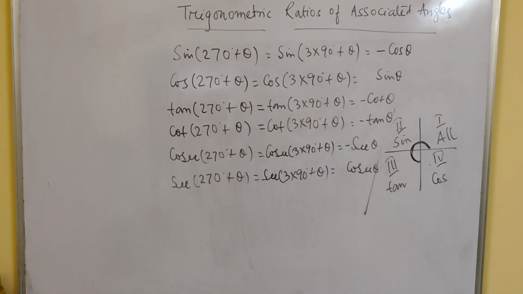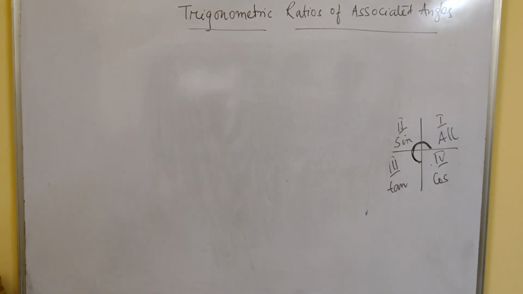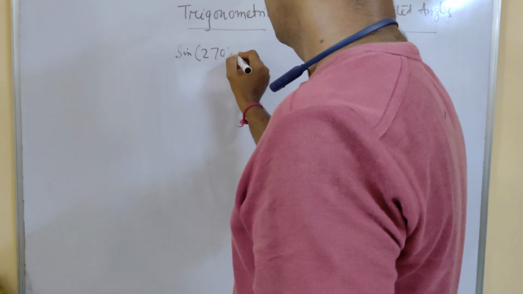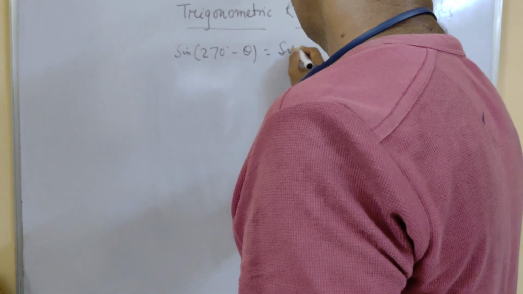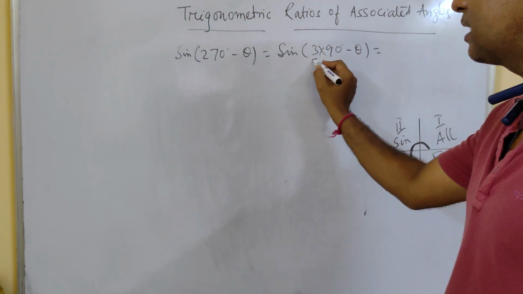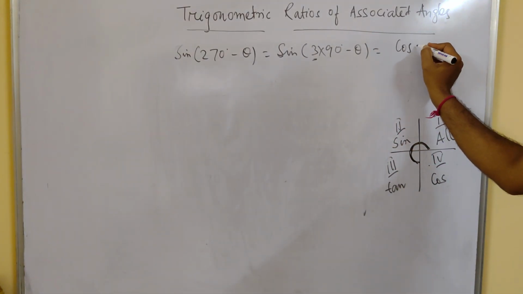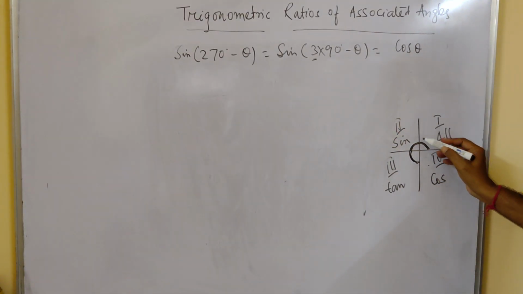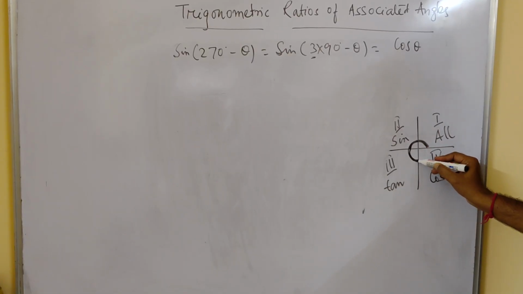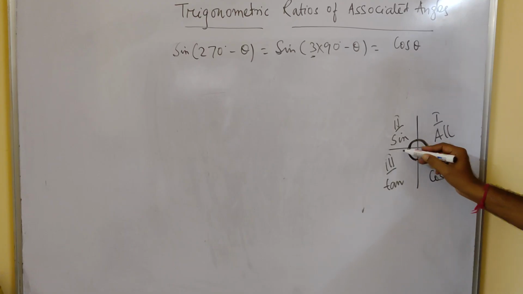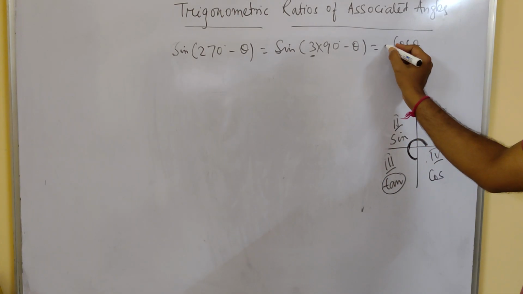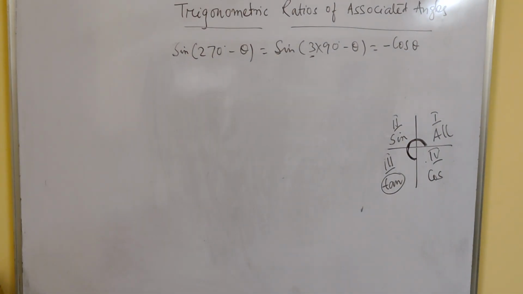And what about the remaining, that is sin 270 degree minus theta? We may write sin of 3 into 90 degree minus theta. It is an odd multiple, so it is cos theta. Here 3 into 90 degree minus theta, so 270 minus theta lies in the third quadrant. In the third quadrant, tan is positive, so it is minus cos theta.